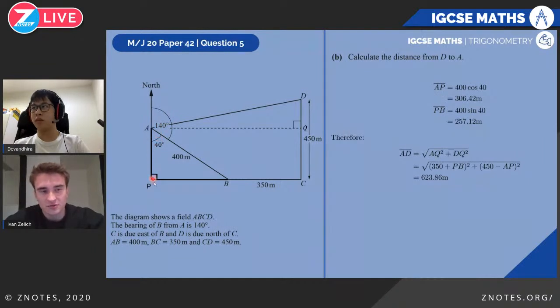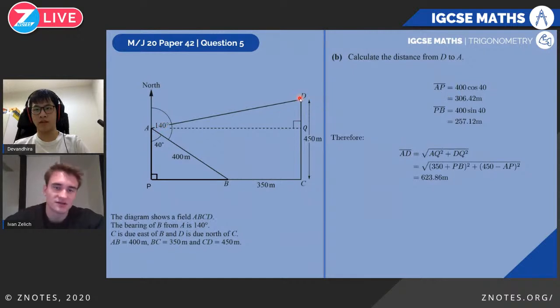And then now we have a triangle for which we know the hypotenuse. And so we can literally calculate AP and PB. So AP is just the cosine, 400 times cos 40, because it's the adjacent. And PB is the opposite, so it's 400 sine 40. And now we can calculate what AD is.